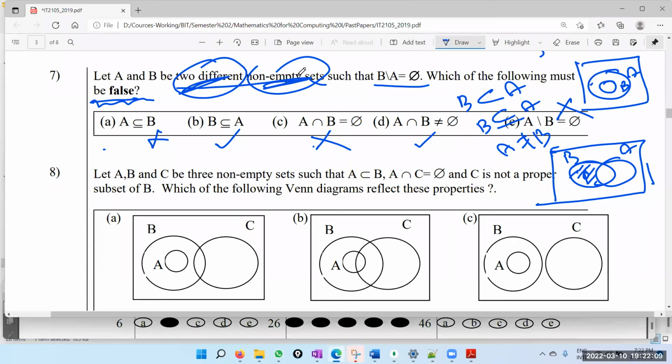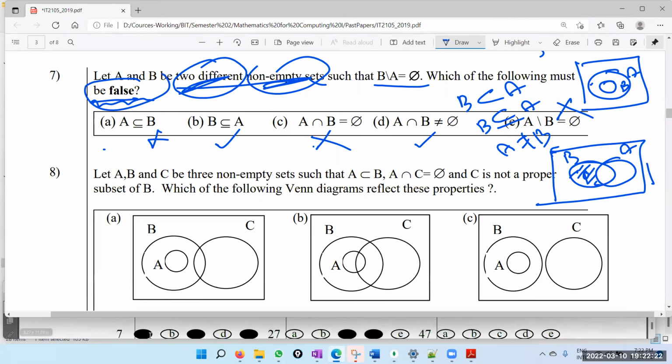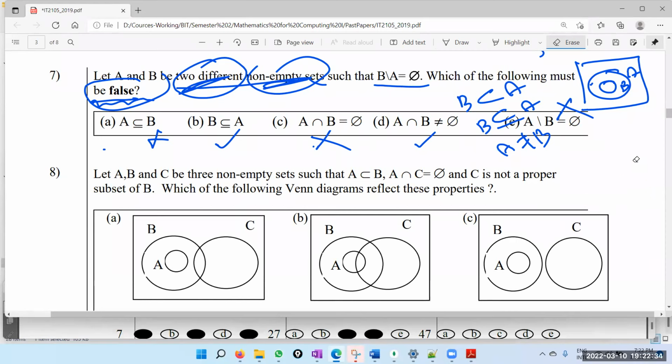Right? So my answer is B. What they ask is must be false. I will go for A, C, and E. Yeah, A, C, and E. Okay, right. But if you have any other thought about this, you have to talk now. Or if you don't agree, right?